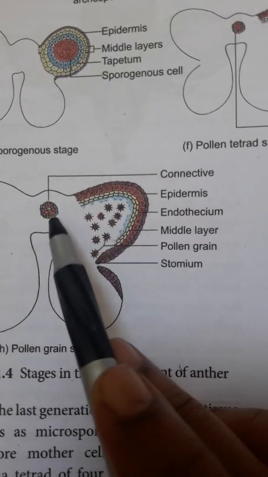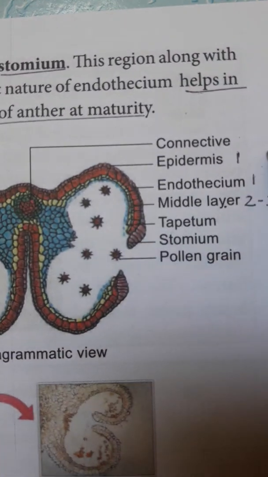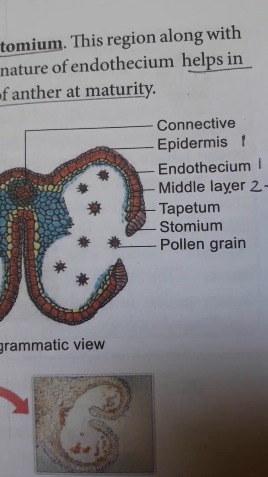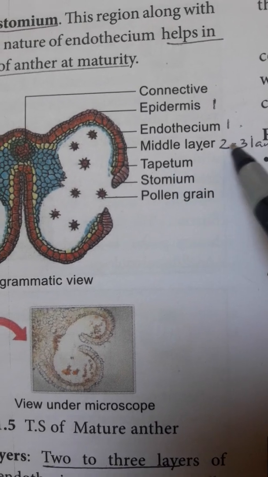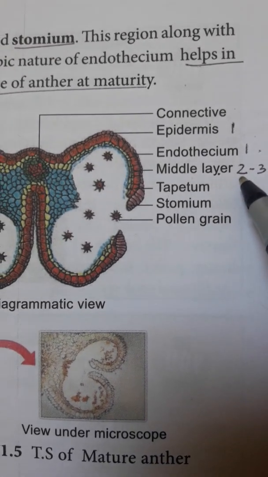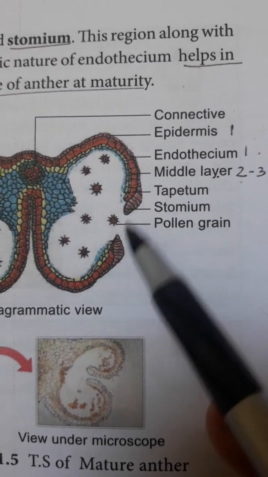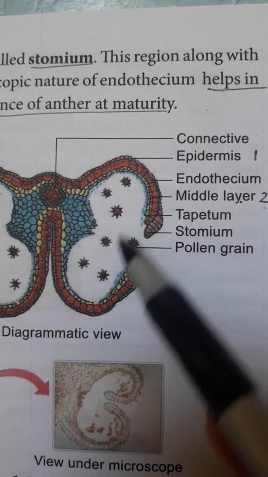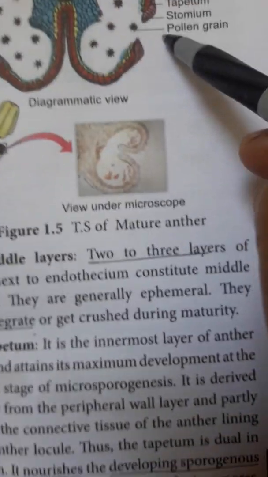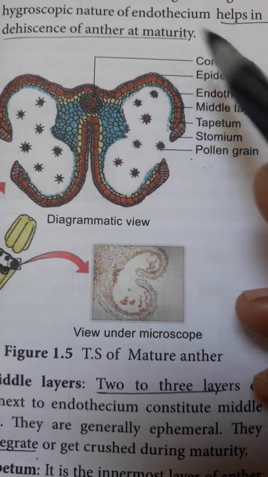So just now I explained the 2 lobes are connected by connective tissue. The single layer of epidermis, look at this, single layer of epidermis, and endothecium also single layer but hygroscopic in nature. Middle layer 2 to 3 layers, they disintegrate in the development, and tapetum, we find the stomium thickenings at the junction of 2 chambers, and these are the matured pollen grains. They undergo dehiscence. Dehiscence of anther at maturity.